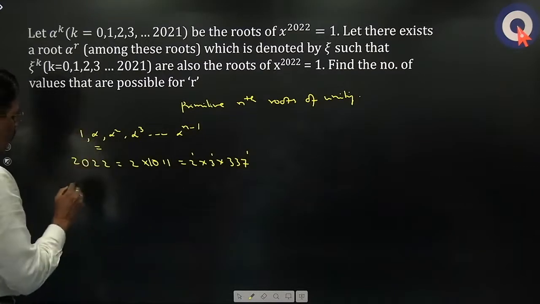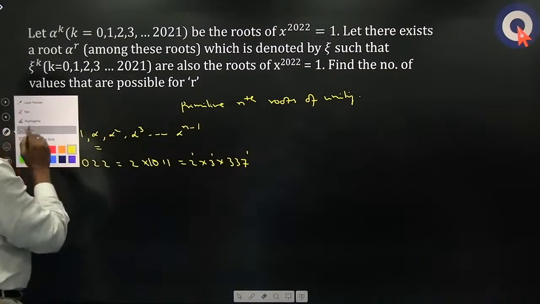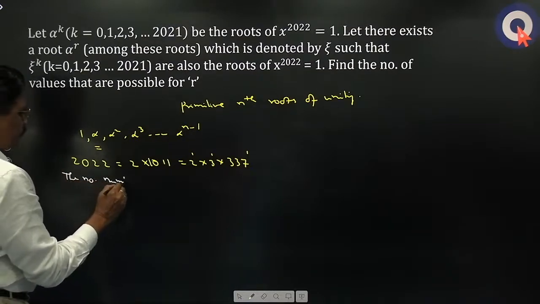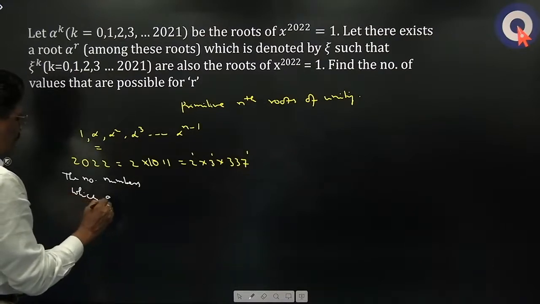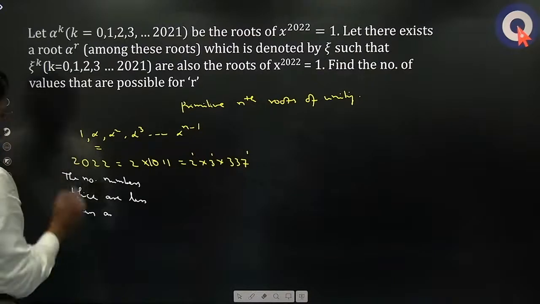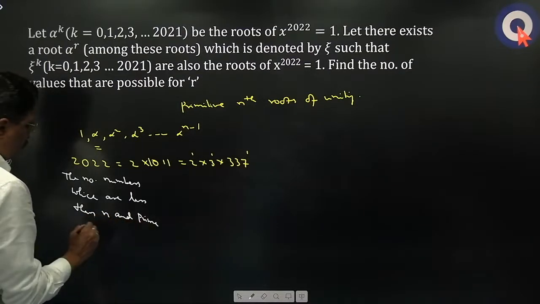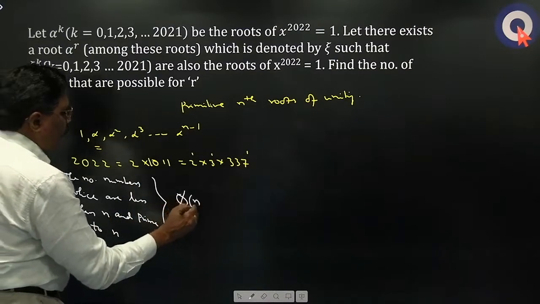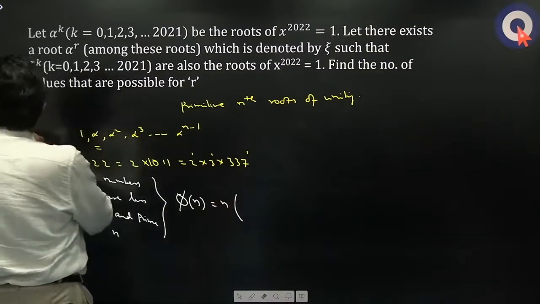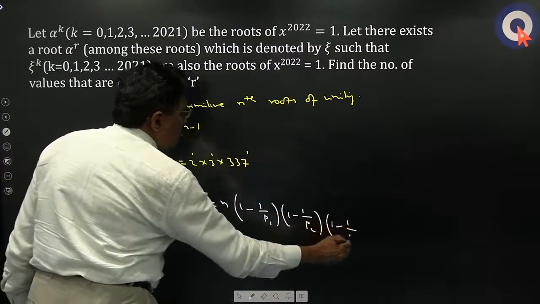So then the number of numbers which are less than n and prime to n is, you know this, phi(n) = n into (1 - 1/p1) into (1 - 1/p2) into (1 - 1/p3) and so on.